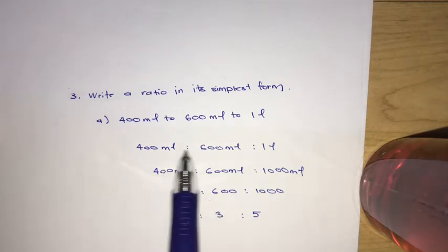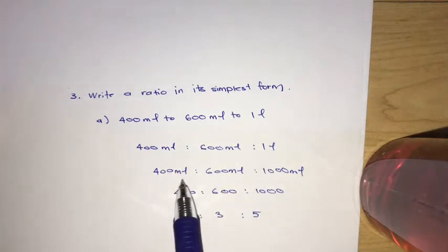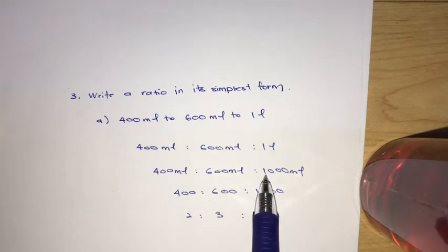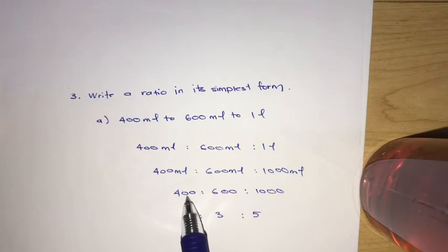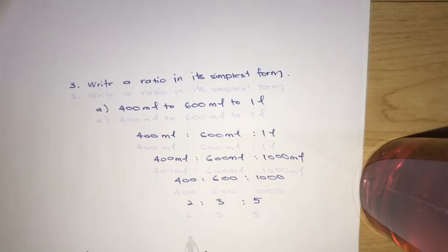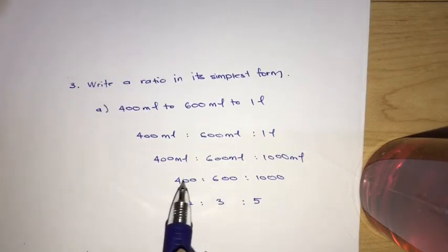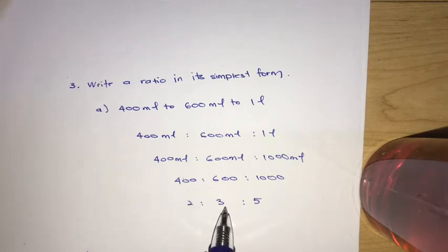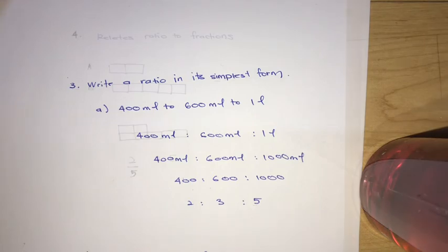Thus, we need to convert all the units into the same unit. So 1 liter is equivalent to 1000 milliliter. And then we can remove the units here since a ratio has no unit. 400 to 600 to 1000. We can simplify this ratio by dividing all the numbers by 200. So we will get 2 to 3 to 5.